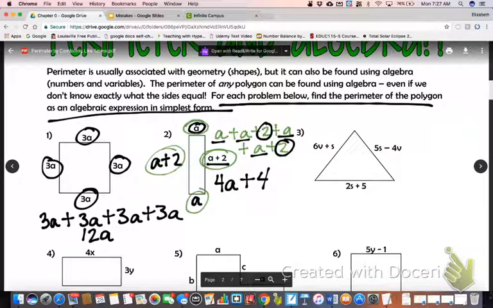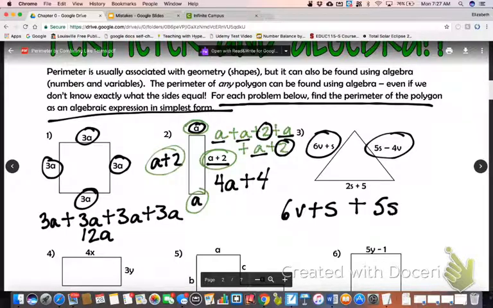I'm going to do one final example for you before I turn you loose. And we're going to find the perimeter of number 3. So I'm going to write all of the sides as an expression. So I've got 6V plus S, which I'm going to add to 5S minus 4V, which I'm going to add to 2S plus 5.